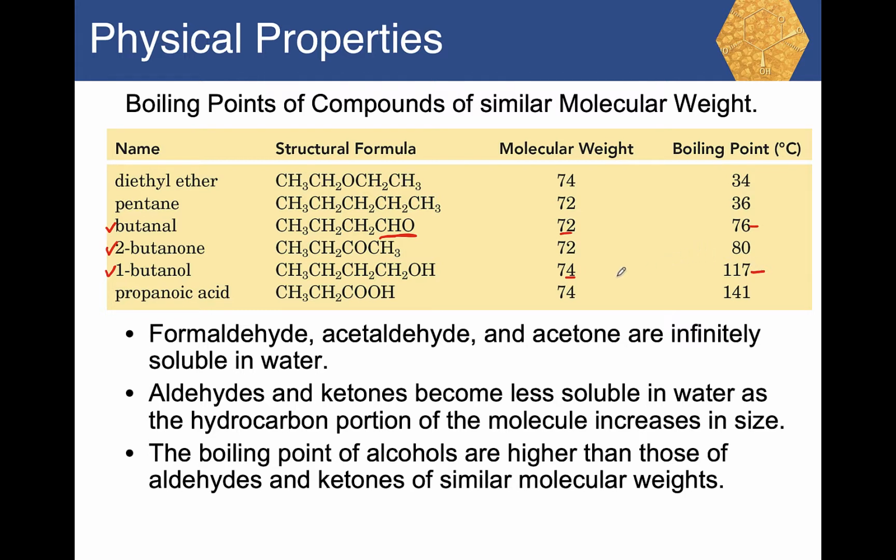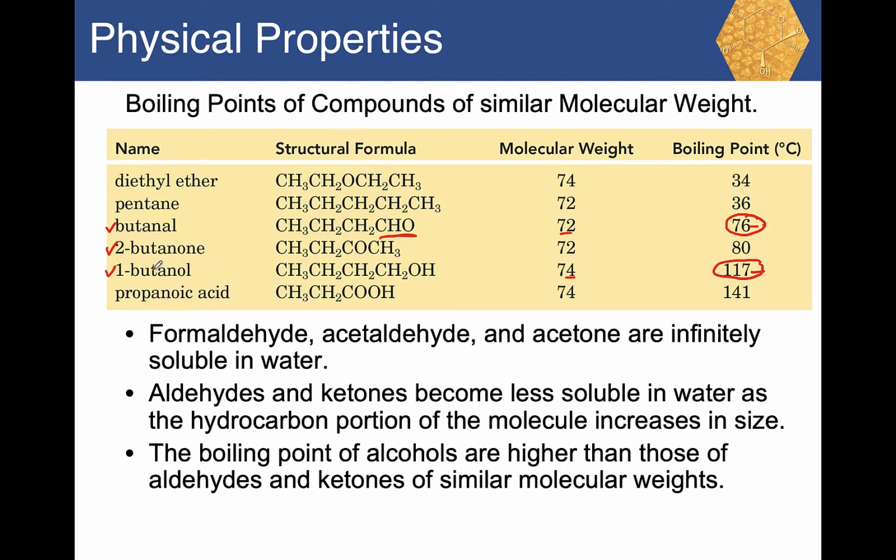Why? Because butanol, an alcohol, can be involved in hydrogen bonding. Butanal, which does not have a hydrogen bonded to an electronegative oxygen or nitrogen, or in this case oxygen to be specific, has no hydrogen bonding, just dipole-dipole attraction. So therefore that's why the boiling point here is lower.